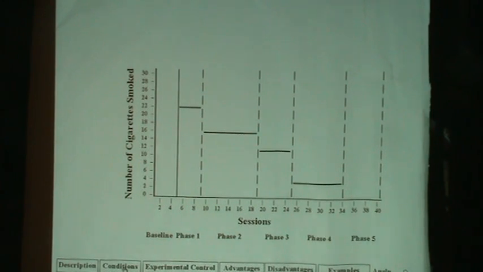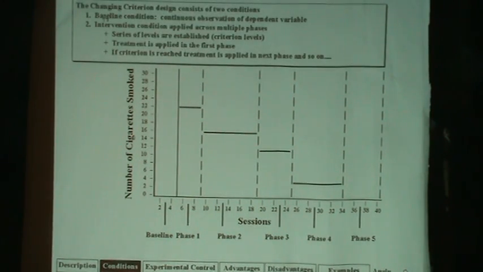Let's take a look at the conditions. The changing criterion design consists of two conditions: a baseline condition, where there is continuous observation of the dependent variable. So let's click on the baseline, and there is our baseline, and our baseline is stable in terms of level and trend. So the concept of baseline logic would kick in. And if we didn't intervene, then the amount of cigarettes smoked would stay about the same. Okay, so a baseline condition and then an intervention condition applied across multiple phases.